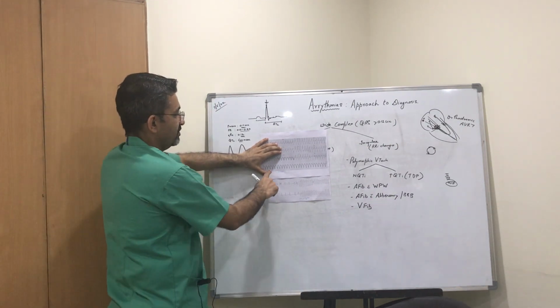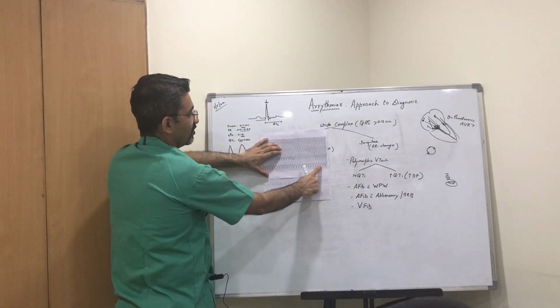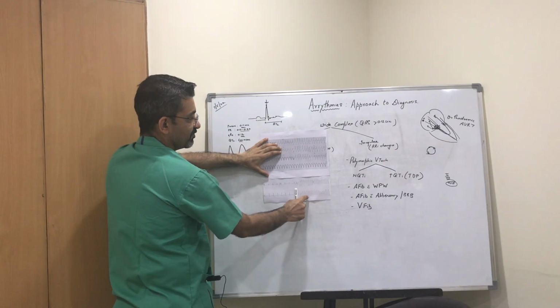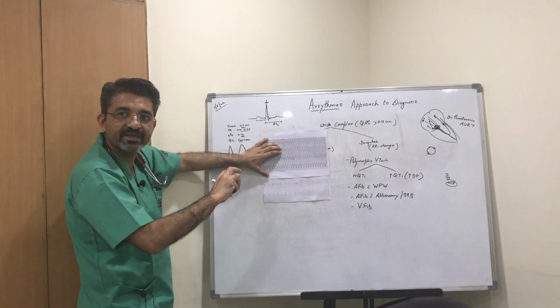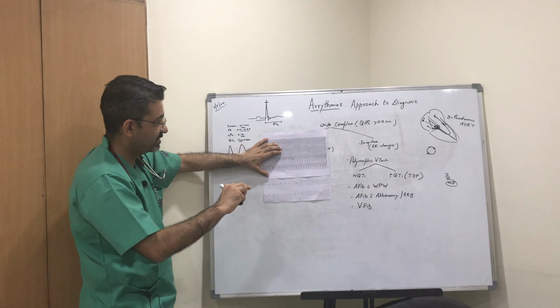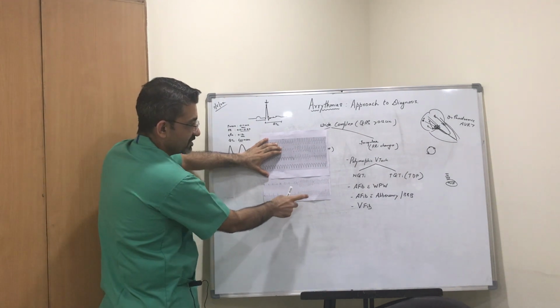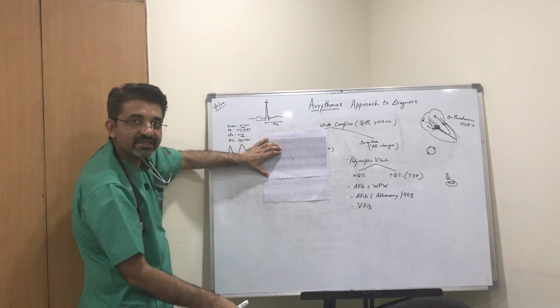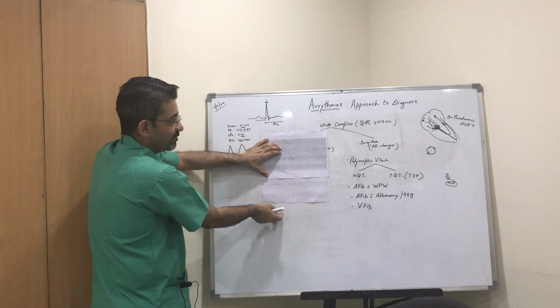See how different it is. In this you have exactly similar morphology. Here you have different morphology. The heights are varying, right? And you have a QTc prolongation. So this is VTach with prolonged QT. This is TDP, torsades de pointes.